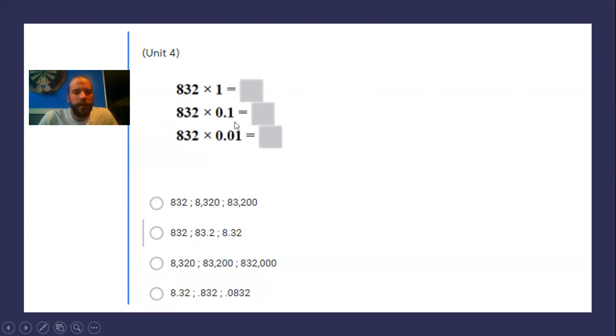Here it's going to multiply. The decimal is going to move twice in. And remember, a whole number has an invisible decimal after it. So it moves twice in, 8.32. So that whole thing is B.